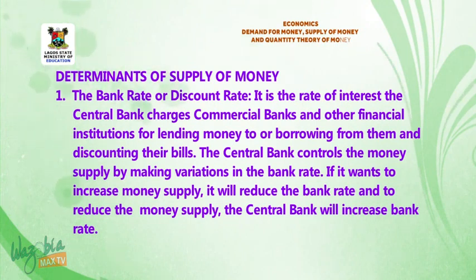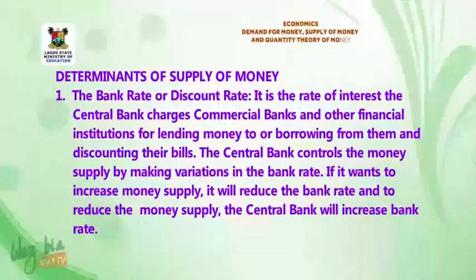One, the bank rate or discount rate is the rate of interest the central bank charges commercial banks and other financial institutions for lending money to or borrowing from them and discounting their bills. The central bank controls money supply by making variations in the bank rate. If it wants to increase money supply, it will reduce the bank rate. And to reduce the money supply, the central bank will increase bank rates.